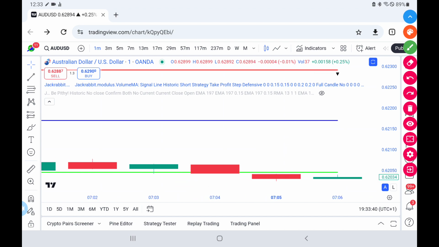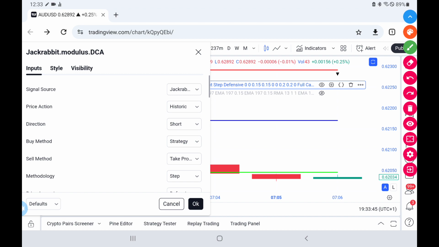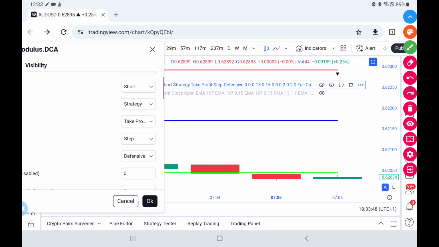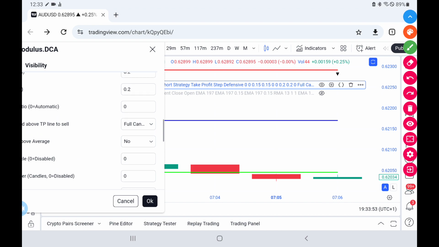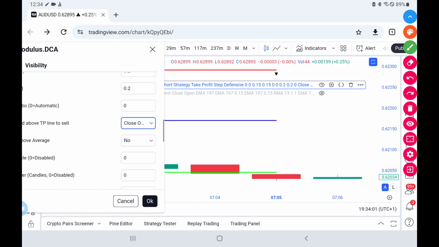So let's back this up, bring up the settings, and actually go and see the impact of each one. So full candle, close only, and we see the red candle. And now let's show wick only. And again, we see the differences.